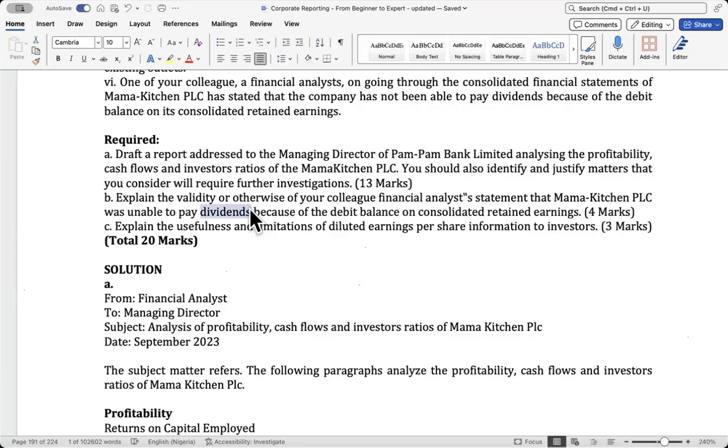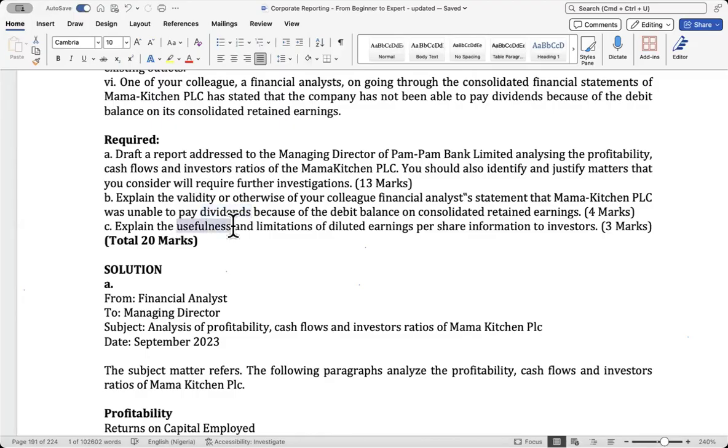So to assess whether Mama Kitchen can pay dividend, they will look at the earnings of each of the subsidiaries and itself. Do we have sufficient earnings from which you can pay dividend? Then if we can, they can go ahead and pay. So that statement is misleading and is inaccurate. So that's that for that.